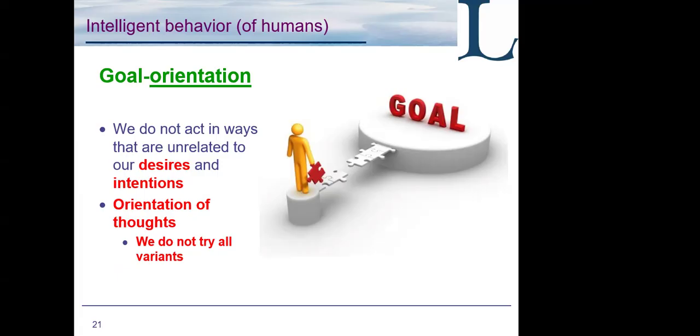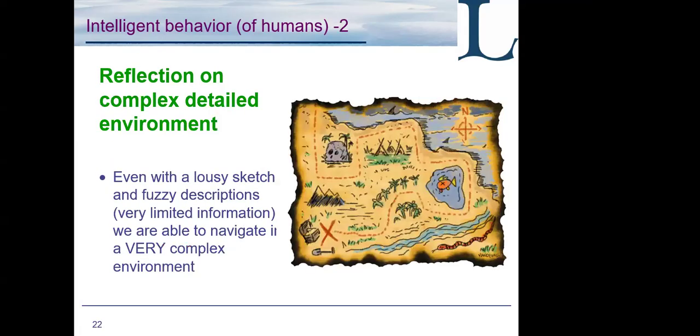So we can assess these goals. We can adjust our actions and our decisions, making corrections as needed. This ability to have a goal prevents us from acting randomly or trying every possible alternative, since we're intelligent. Another important manifestation of intelligence is our brilliant ability to reflect complex, detailed environments.